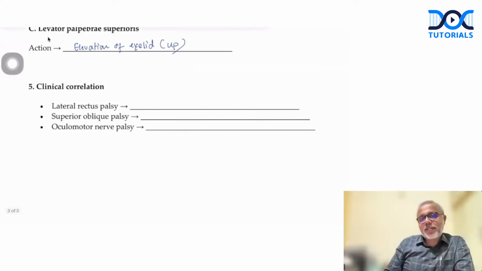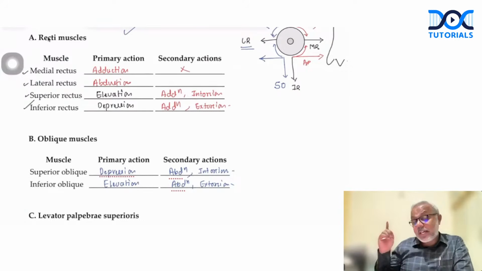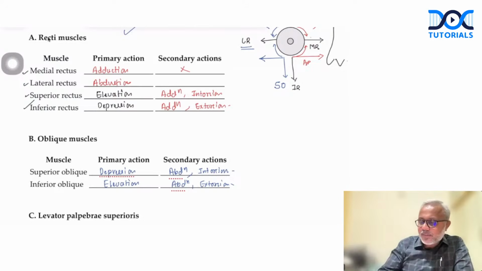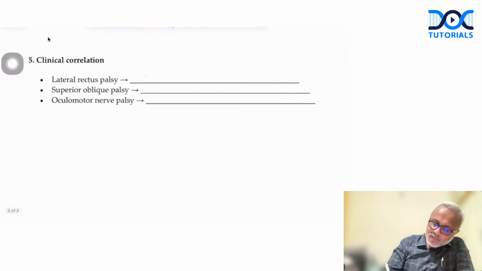Now, what happens if these muscles get paralyzed? Lateral rectus muscle, what is the action? Lateral rectus brings about abduction of the eyeball. If lateral rectus is paralyzed, what will it result in? It will result in uncontrolled movement of the eyeball towards the nose. What do we call it? This we call loss of abduction, and this can lead to medial squint.